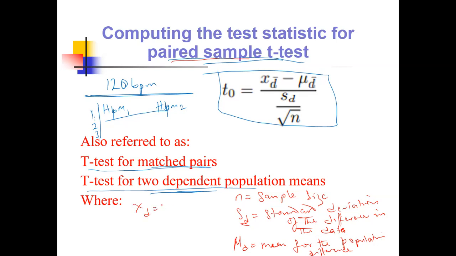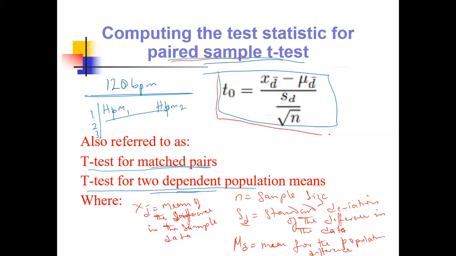mean of the difference in the sample data. Again, if you subtract the data before and after, and find the mean of that difference, that is your XD. There is a bar on top of this D. We're going to work an example, and this will become more concrete to us. So that's just a notation.